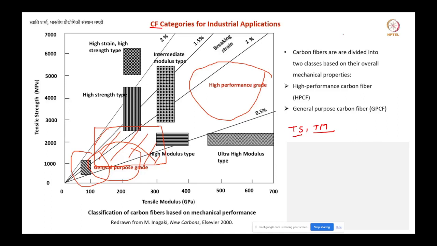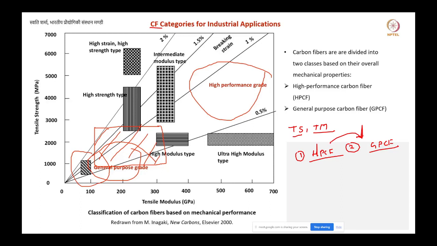Carbon fibers are divided into two classes based on overall mechanical performance. First is high performance carbon fiber. Second is general purpose carbon fiber. You can't say it is low performance, which is why it is called general purpose. What does that mean? It is high performance, but not comparable to the high performance carbon fiber. It has somewhat lower performance.